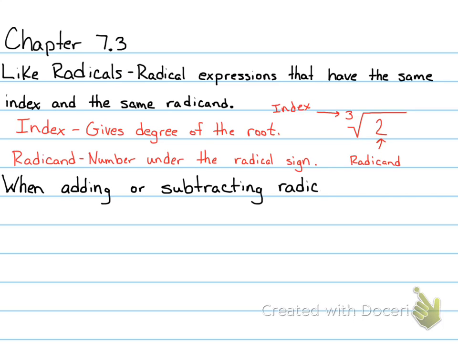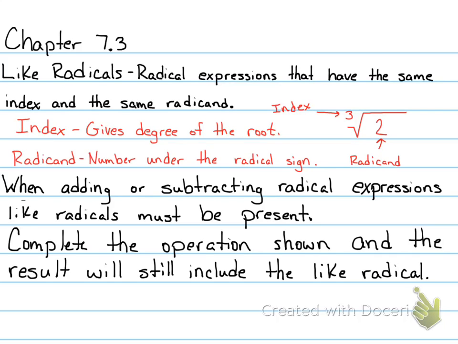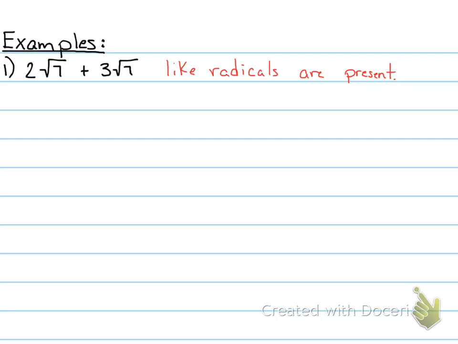When adding or subtracting radicals, like radicals must be present. Complete the operation shown, and the result will still include the like radical. So some examples. If we had 2 square roots of 7 plus 3 square roots of 7, we have like radicals present with the square root 7s. So we carry down the like radicals, so square root 7, and with the 2 plus 3 we can perform the operation shown. So with that addition between the 2 and the 3, it gives us 5 square roots of 7.